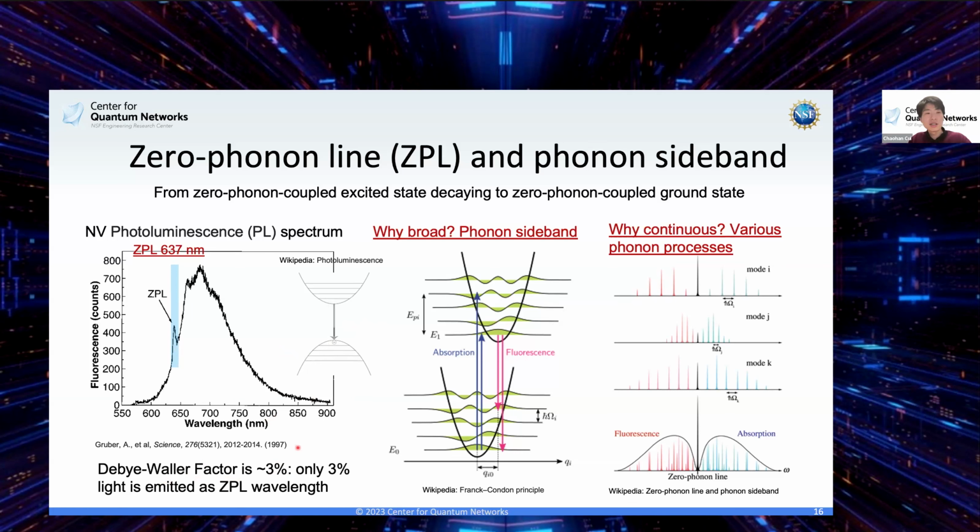What's the disadvantage of having this low Debye-Waller factor? Imagine you want to emit a photon from this quantum memory, taking away the state saved in it. You have a 97% chance that you emit a photon that's not at the frequency you want. You actually emit a photon through your phonon sideband, and that limits your success rate of doing Bell-state measurement later, and also limits your readout efficiency of the quantum memory.